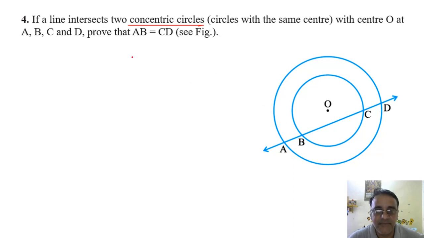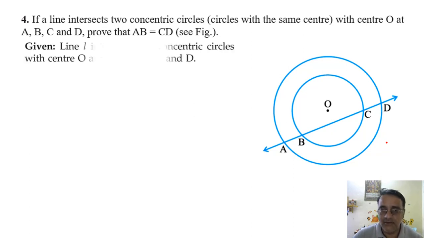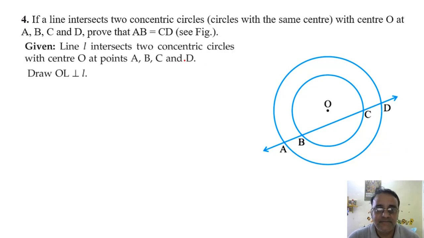Prove that AB is equal to CD. Okay, so the line that we have drawn intersects both circles at 4 points, A, B, C, D, and we have to show that AB is equal to CD. Whether the question is clear to all of you? Yes, sir.